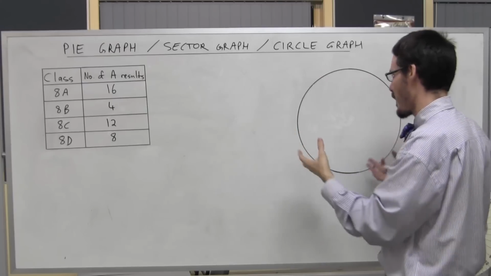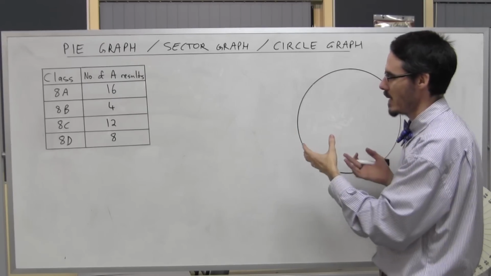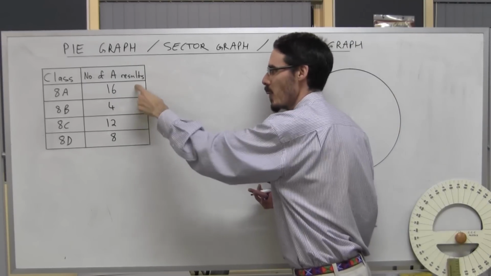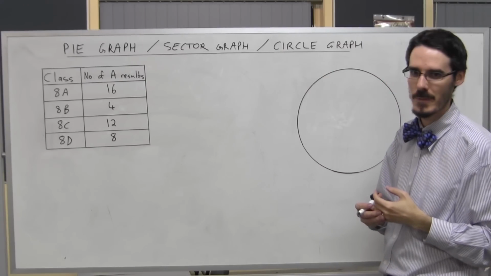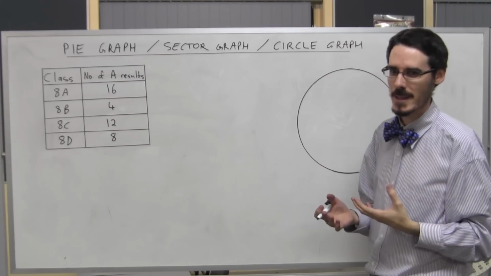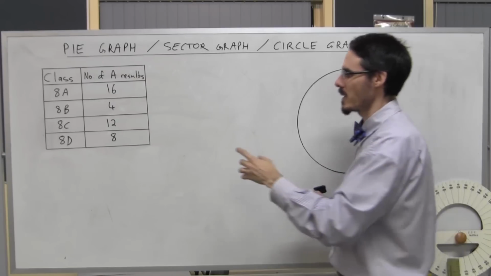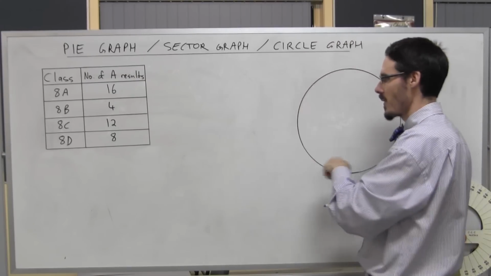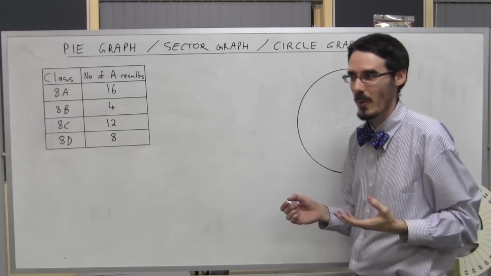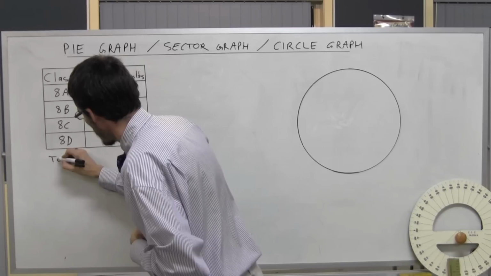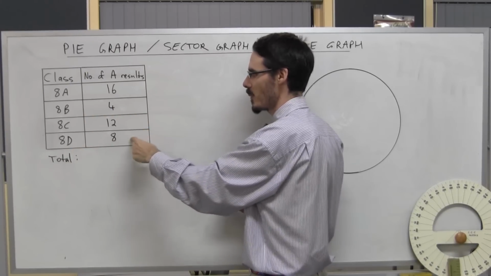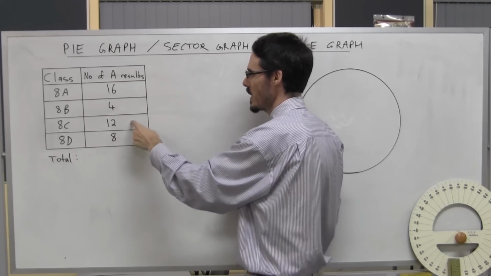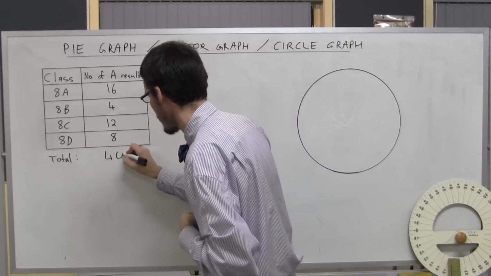Well, we're going to divide up our whole circle into sections proportional to the number of A's that each group got. Proportionality is the key here. So, if I'm going to work out proportion of the whole, I'd better know what the whole is. So the total is 16 plus 4 plus 12 plus 8, which is 20 plus 20, making 40.